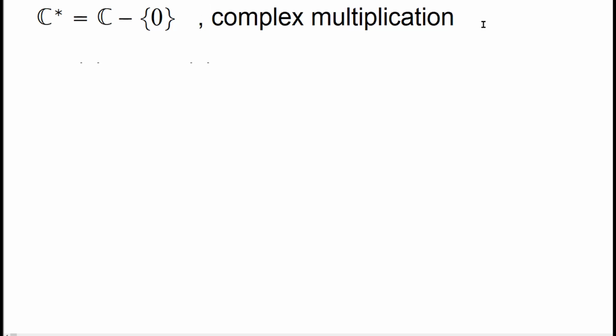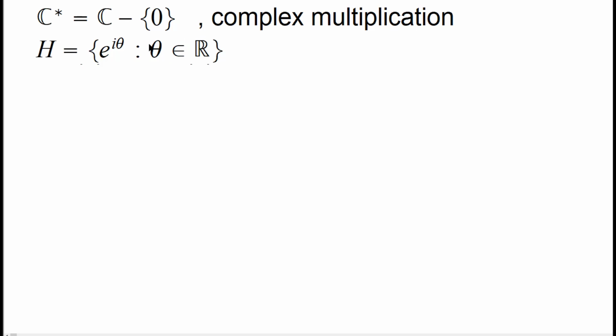Now, notice this, that if we take H to be the subset, we considered this subset a little while ago, let me just call it theta, where theta is a real number. Okay, so theta belongs to the set of real numbers.